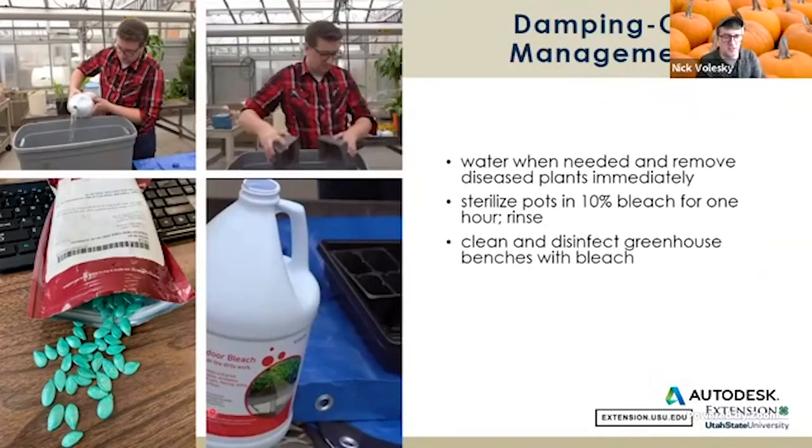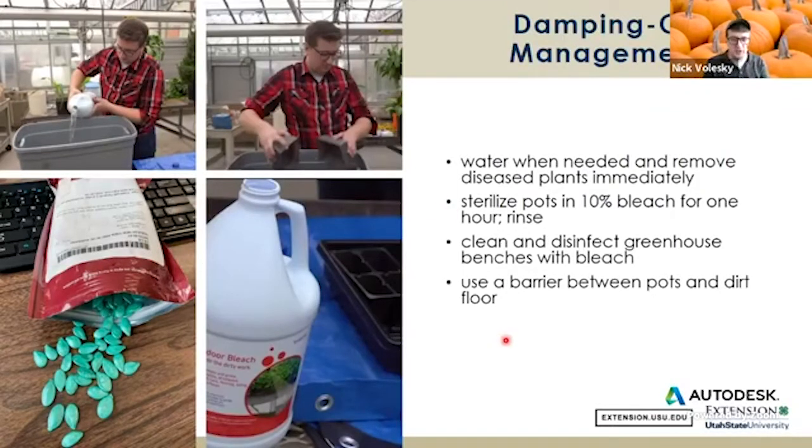And then you can even purchase seeds treated with thiram. So I'm going to be growing Howden pumpkins this year. I don't know if you can see, but these are all treated with thiram. So that'll help with any damping off prevention. And then of course, if you're growing on the ground, you want to make sure there's a barrier between your pot and the dirt on the floor.